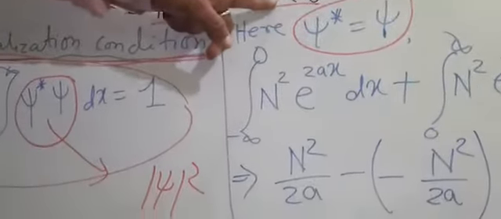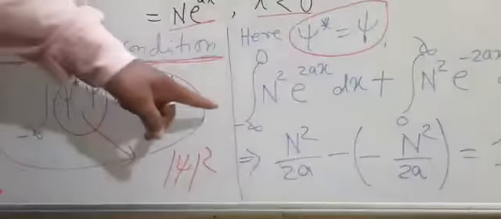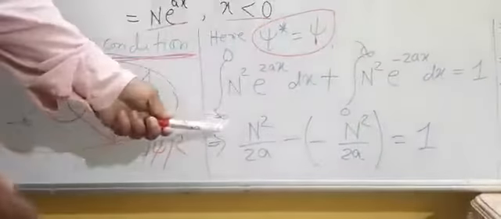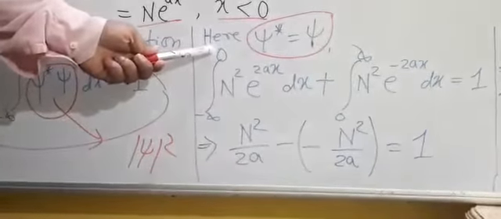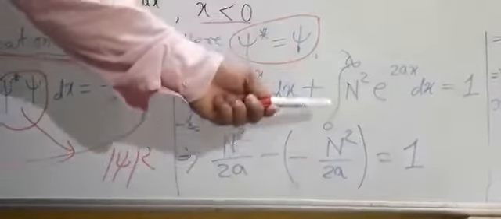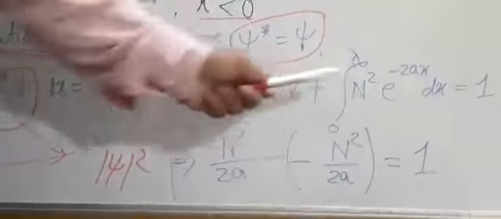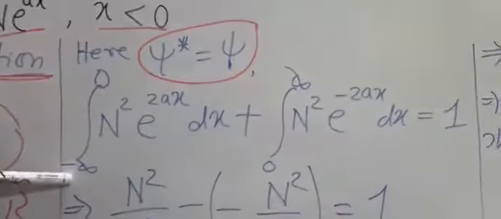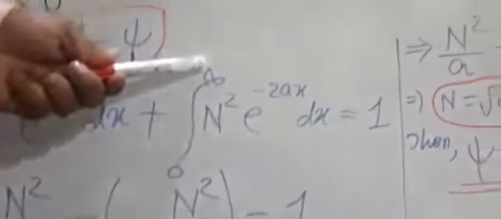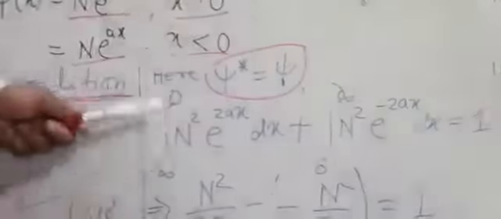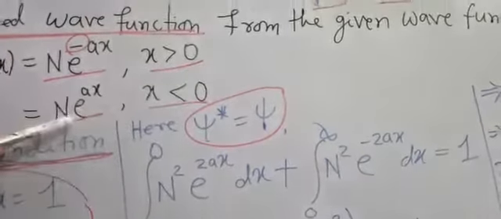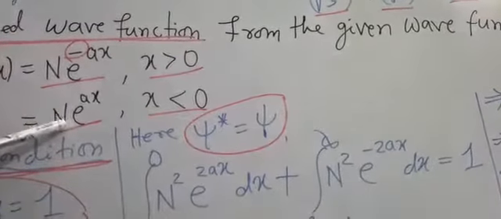So for less than 0, I can write minus infinite to 0, one integration, another integration 0 to infinite. So I will take two parts, one part minus infinite to 0, another 0 to infinite, because minus infinite to 0 means x less than 0. So this is the condition of x less than 0.